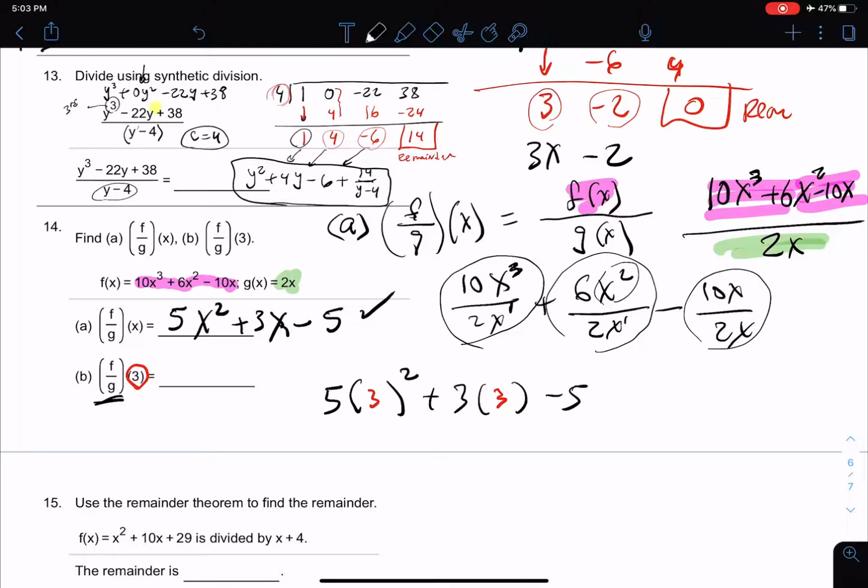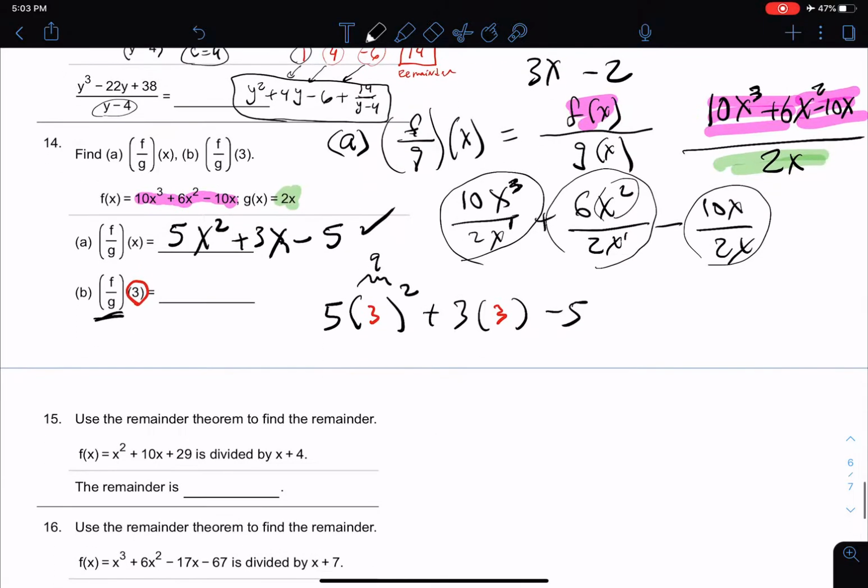3 squared is 9, and 9 times 5 is 45. And then 3 times 3 is 9, minus 5. So we've got 45 plus 9 minus 5, which is 49.